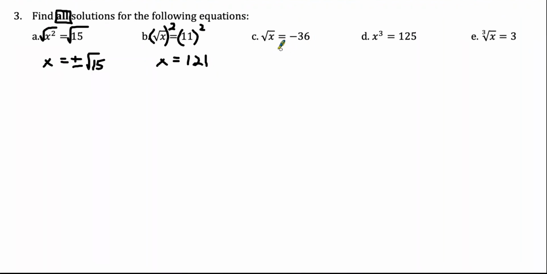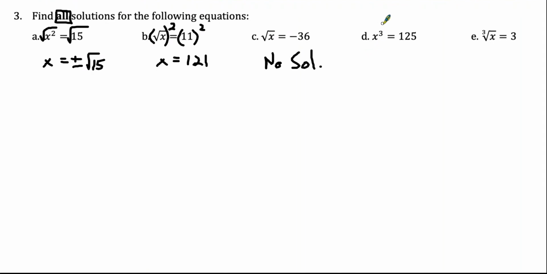On C, we would think we should approach this the same way that we just did B, right? To undo the square root, I can square both sides. However, we've talked about the idea that I can never have a square root by itself equal to a negative number. If we ever see something like that, we know there are no solutions to that problem.